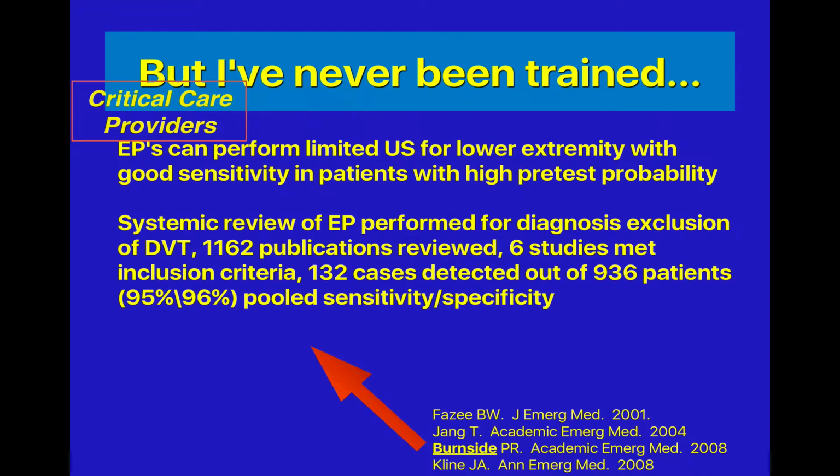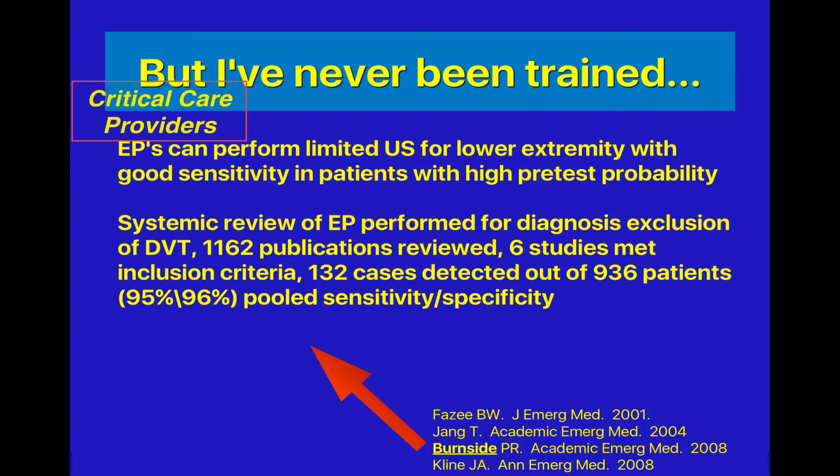So you may ask, I've never been trained on this. Remember, you are becoming an expert at evaluating vessels, and as you do more and more collapsibility tests on your internal jugular, you will see clots there also. And even though they are not DVTs, they will help you identify what a clot feels like as well as good compressibility. Critical care providers and emergency physicians can perform limited ultrasound for lower extremity with good sensitivity in patients with high pretest probability.